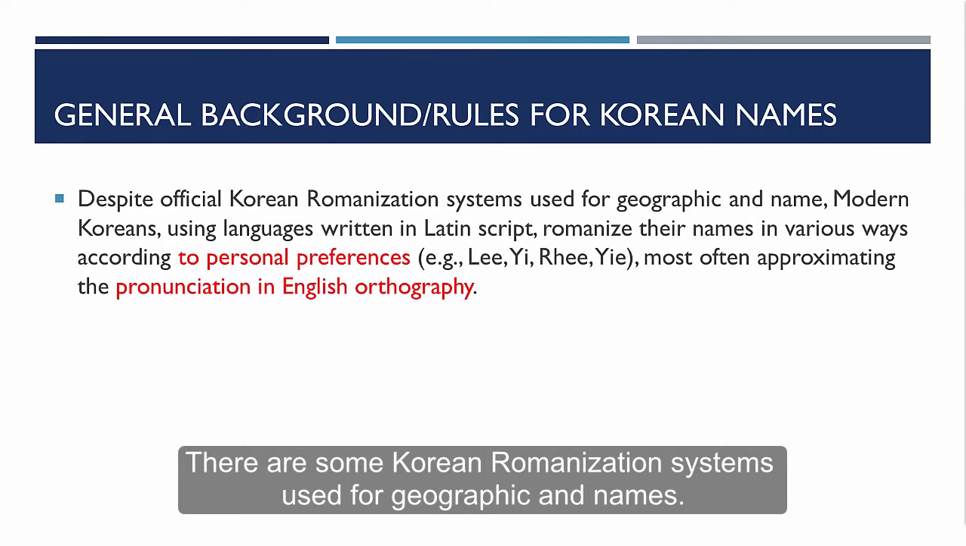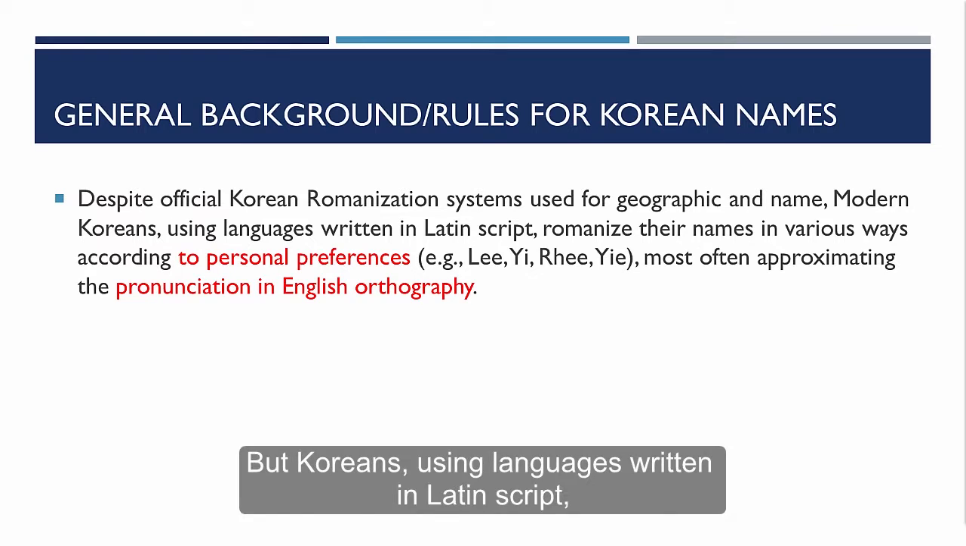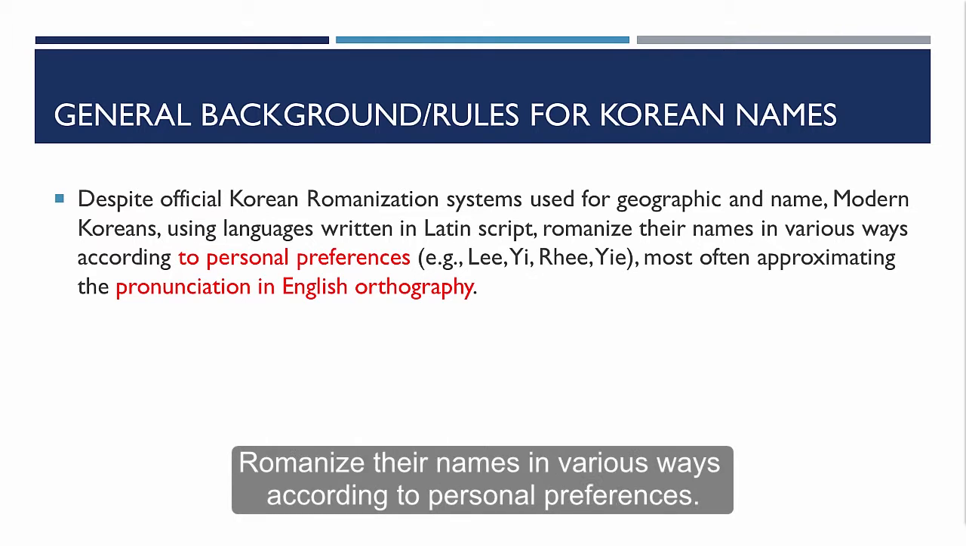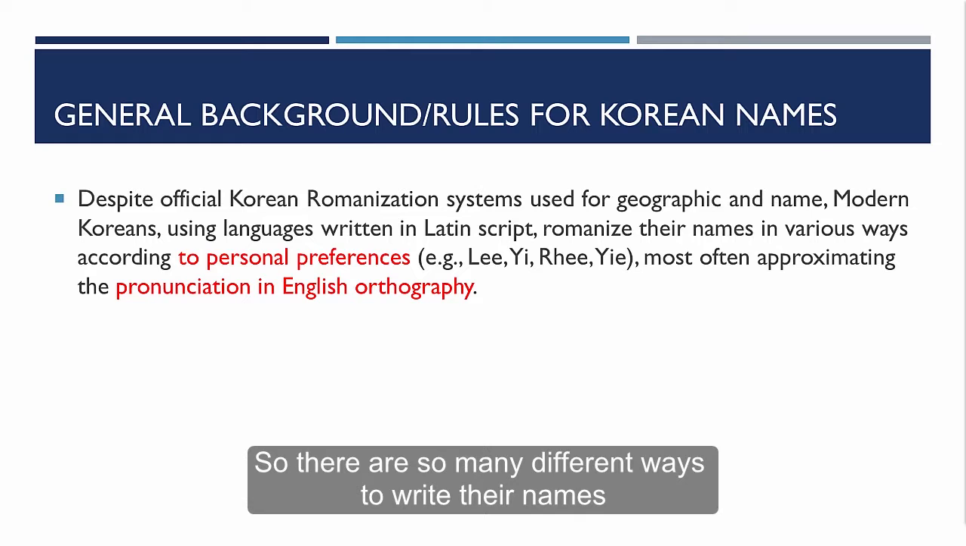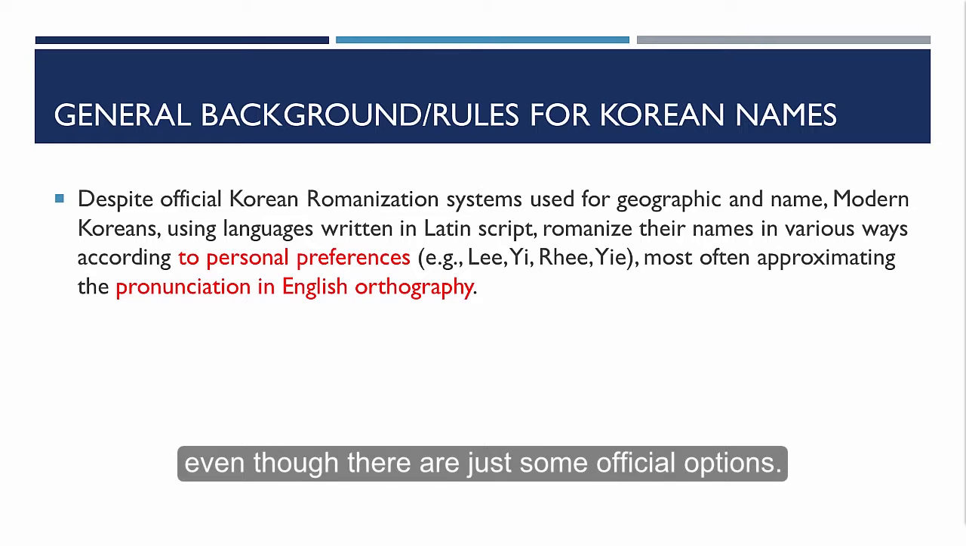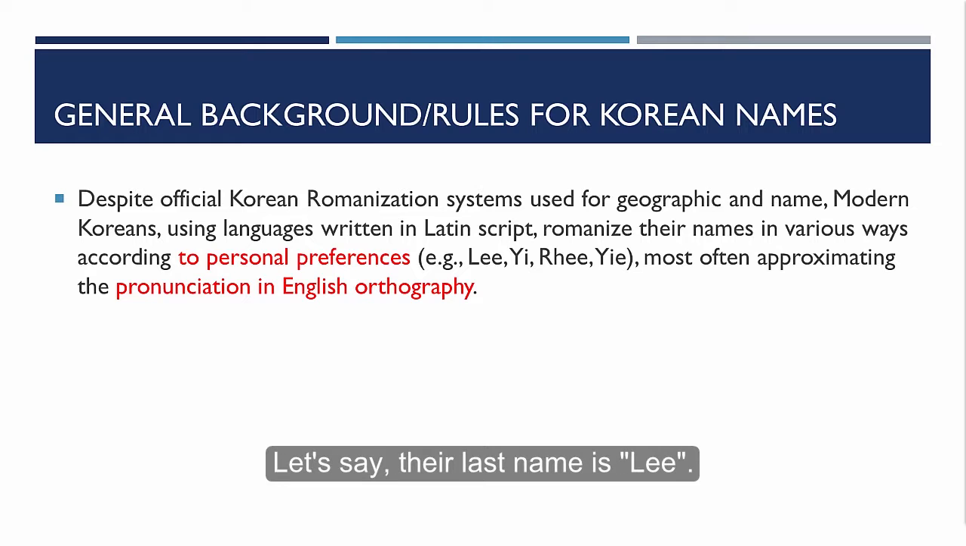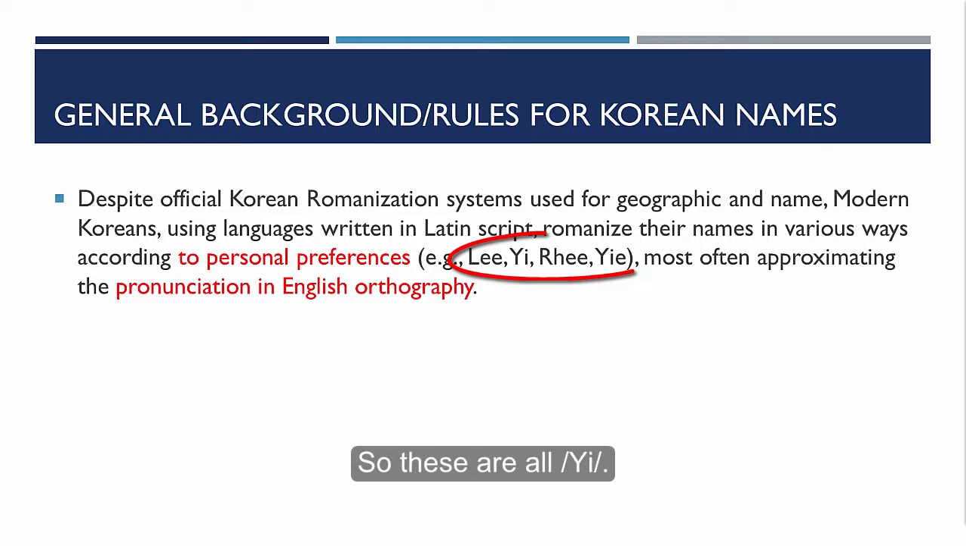There are some official Korean romanization systems used for geographic names, but Koreans, using languages written in the Latin script, romanize their names in various ways according to personal preference. So there are so many different ways to write their names, even though there are just some official options. Let's say for the last name, there's Li. In the Korean way, we all say E. So these are all E, E, E, E.